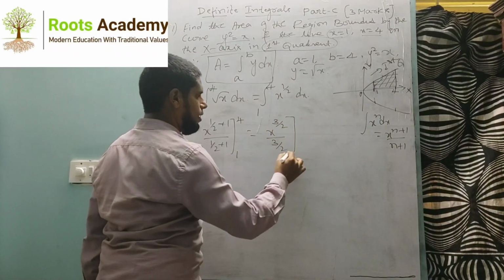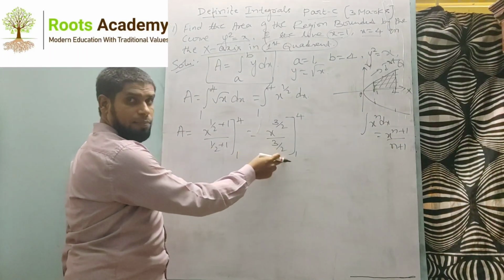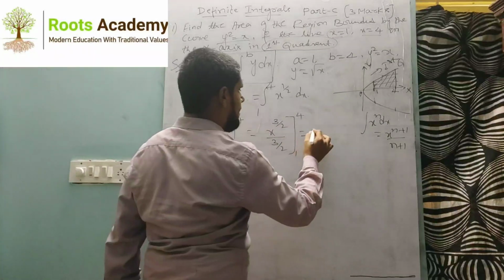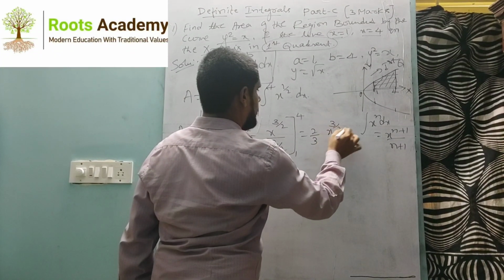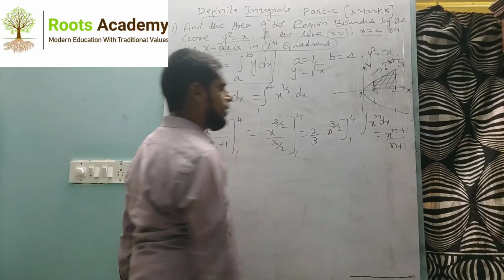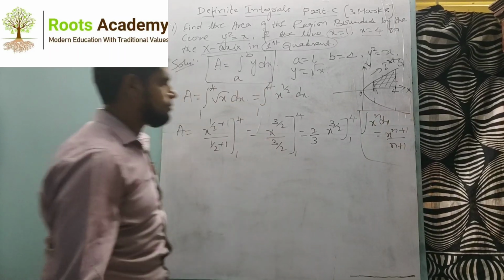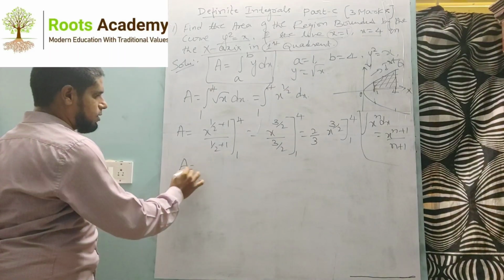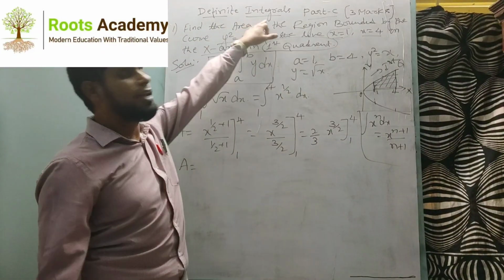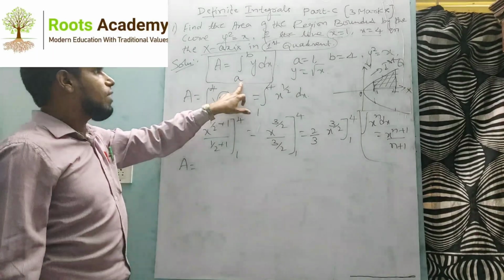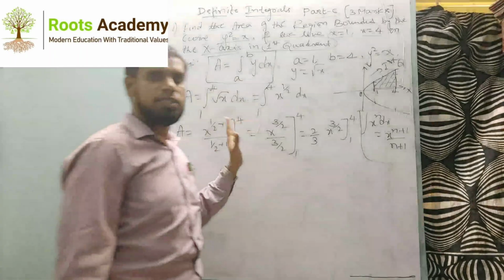Again, limits are 1 to 4. Student, this 1 divided by 3 by 2, I can write as 2 by 3 x power 3 by 2, lower limit and upper limit. So A equals... Student, the purpose we call this a definite integral is that here the limits are clearly given, from where to where. That's why it is called a definite integral.